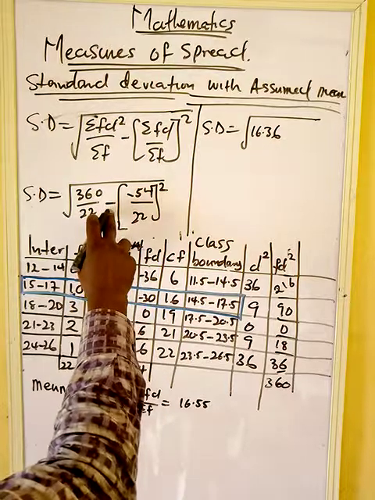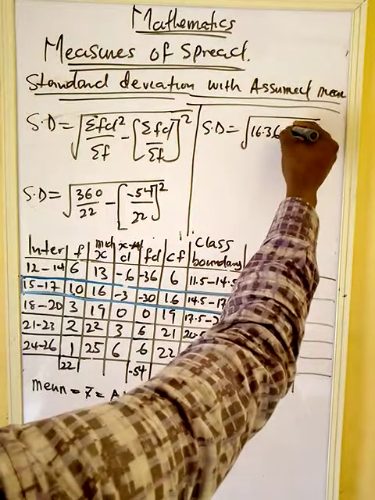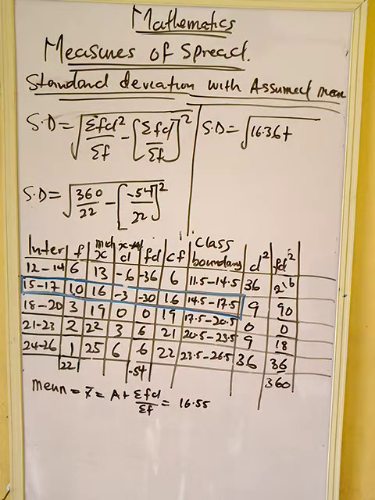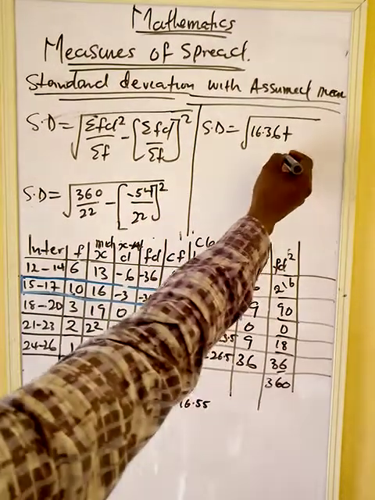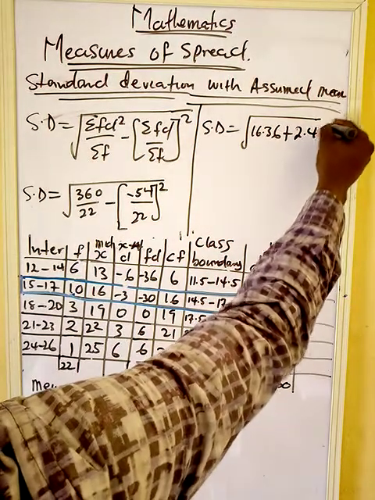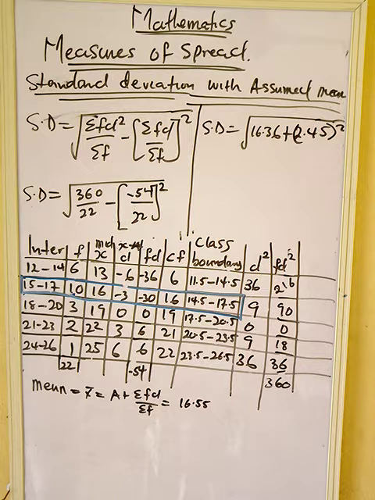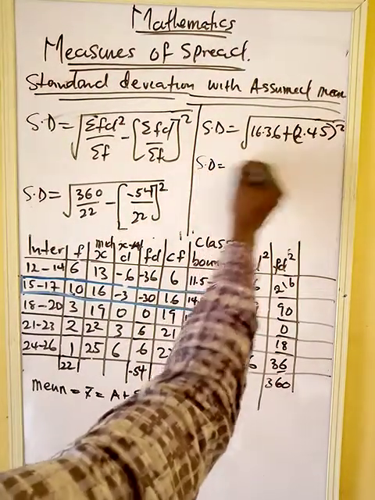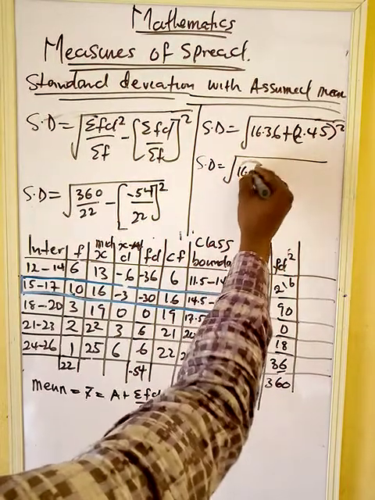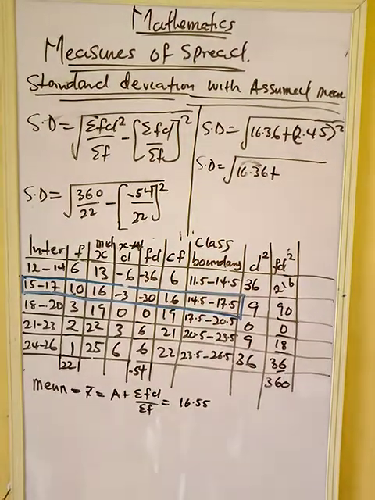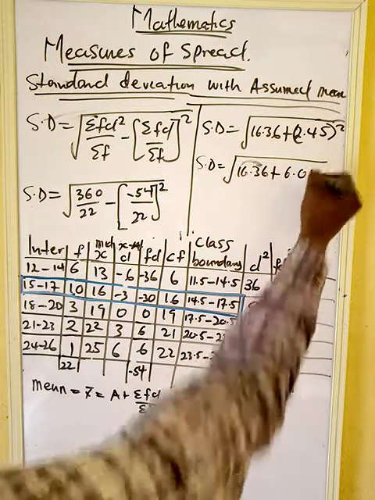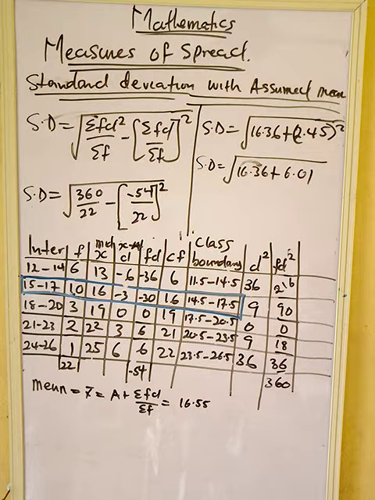Now minus times minus will give us plus. Now 54 divided by 22 will give us 2.45. 2.45 squared, what will it give us? 6.01. Then 6.01 plus 16.36 will give us 22 points.